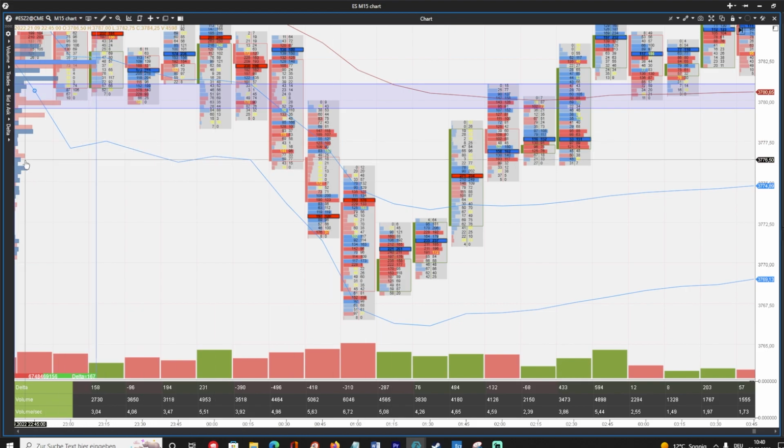On the left side, we see a horizontal delta profile showing whether there were more sellers or buyers at that price. Here we see the vertical volume, and here we see the delta again, showing whether there were more aggressive buyers or sellers on each candle. Aggressive means market orders. The candle does not show any limit orders, only market orders. This is very important to understand. Then we've got the volume and the volume for each second, but it's not that important right now.